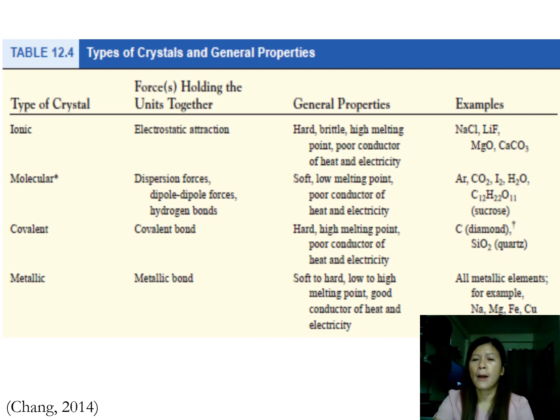Also, they are generally hard compared to the other crystals, with the exception of course of diamond from the covalent group of crystal. Some examples of metallic crystals include the metallic elements in the periodic table: magnesium, iron, copper, sodium, and all the rest in your periodic table that are categorized as metallic elements.